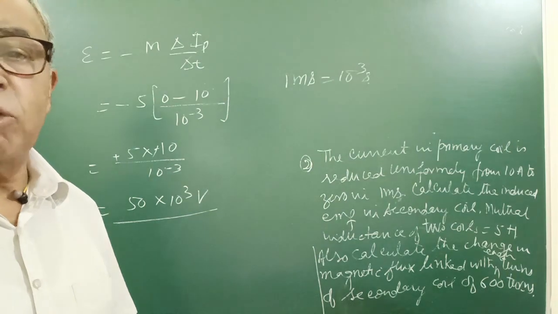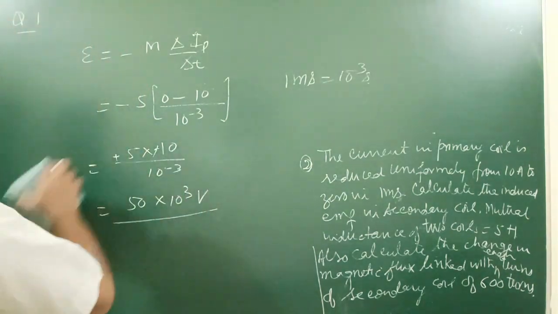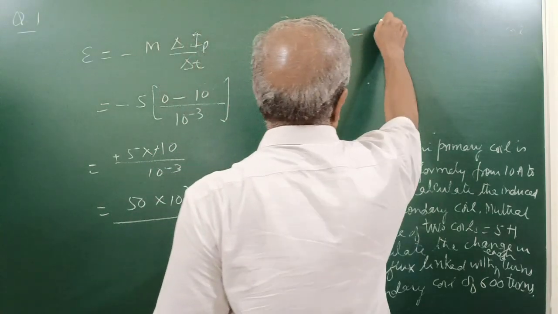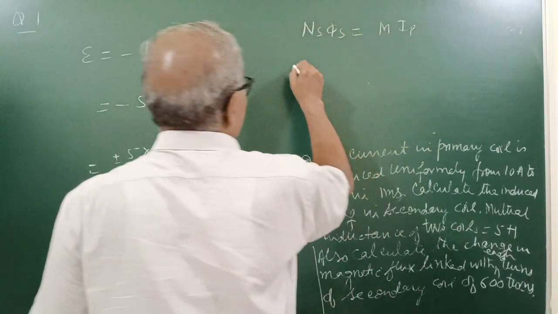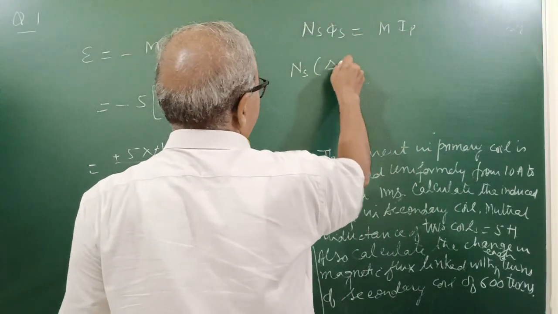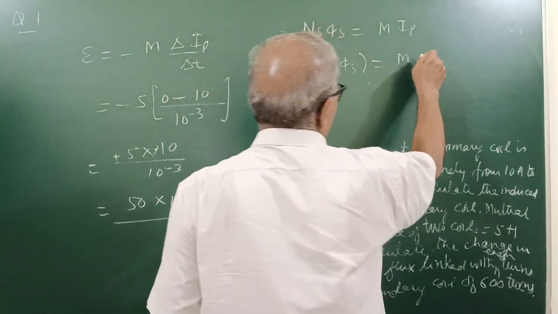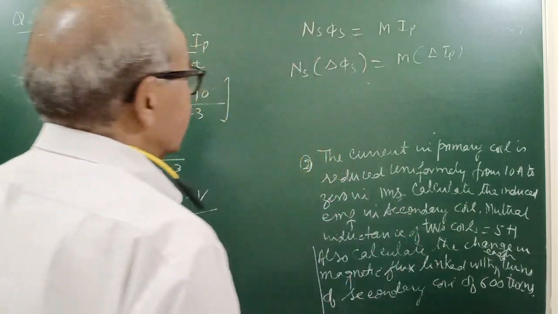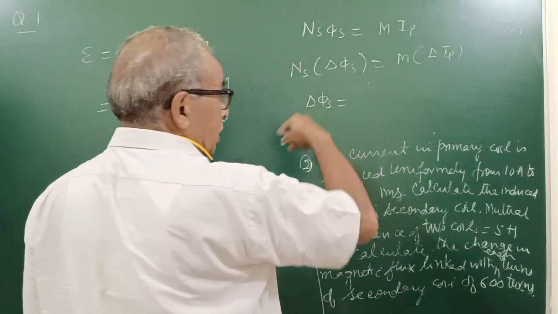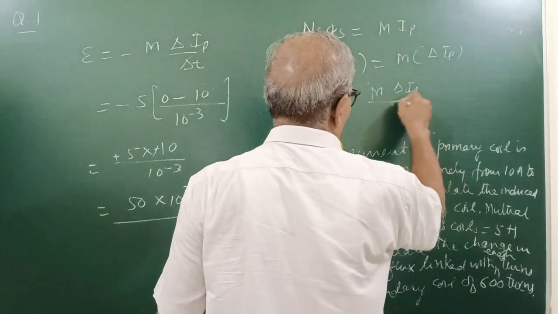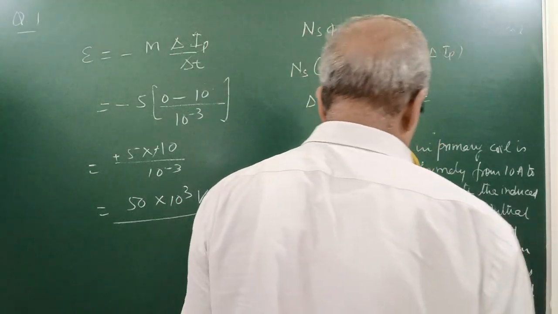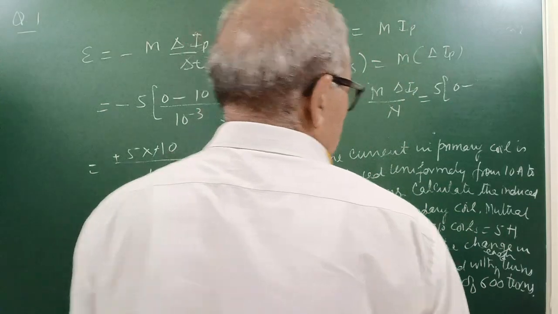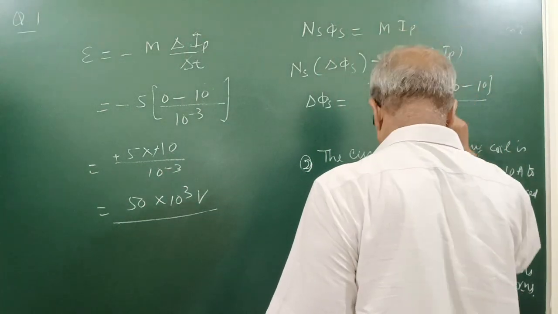Now you have to find the change in flux linkage, the magnetic flux in the secondary coil. Further, you know N_S phi_S is equal to M I_P. Therefore, N_S into delta phi_S is equal to M delta I_P. So delta phi_S with each coil will be M delta I_P upon N, and this comes out to be M is 5, 0 minus 10, upon 600.